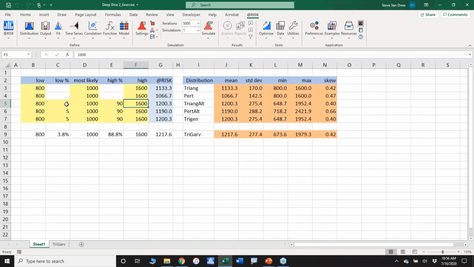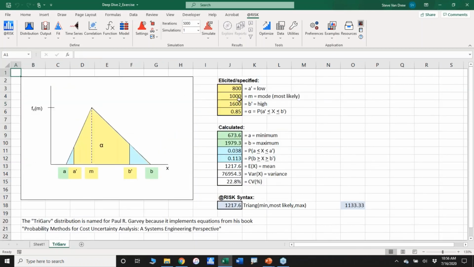So 10% past there, 5% below there, that's that 15% that was missing. With the triang-alt and the trigen, I have to give it that probability. Cumulative probability is really what they are, 5% and 90%. With the tri-garv approach, all I gave it was the 0.85, which is 85%. So I've said that between the 800 and the 1600, all I know is that 85% of the distribution is between those two. I didn't tell it how much to give there and how much to give there. That's what it solved for.